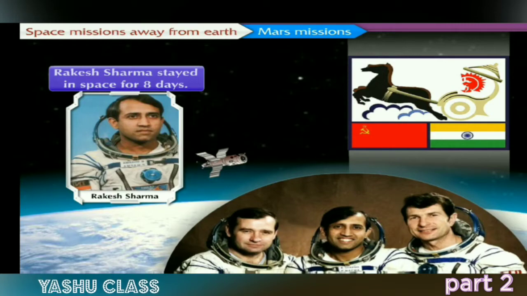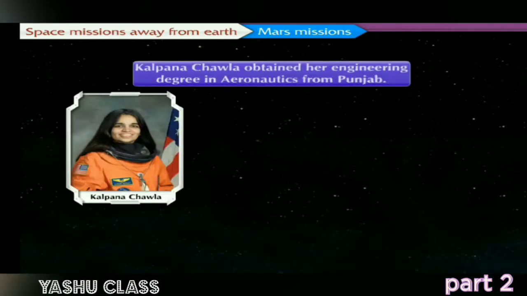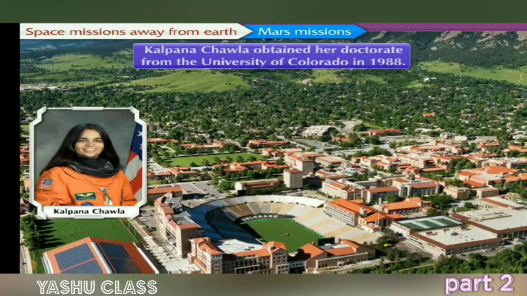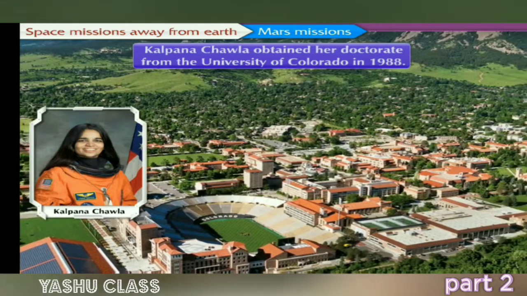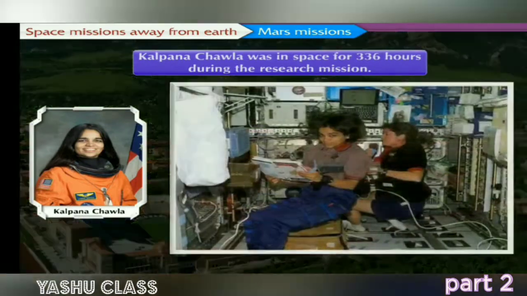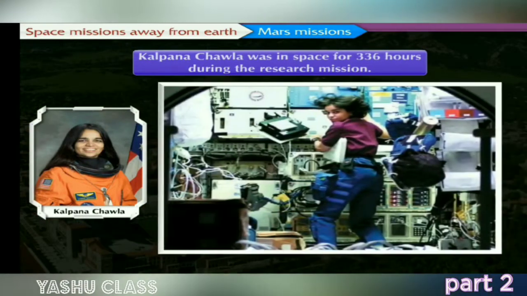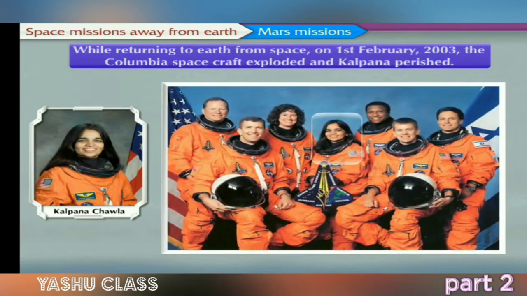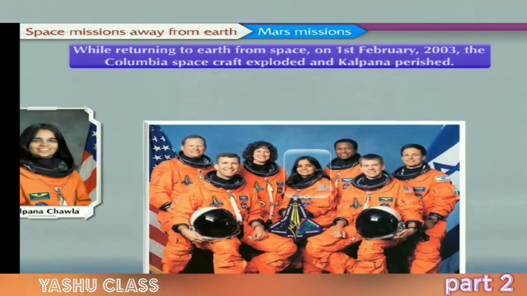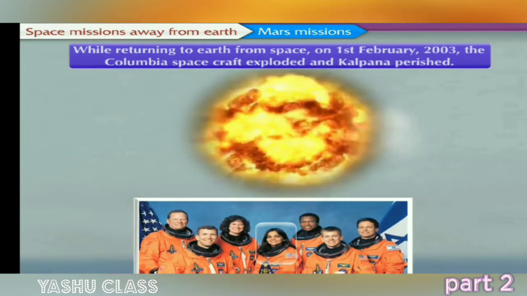You must have surely heard the name of Kalpana Chawla. Kalpana Chawla obtained her engineering degree in aeronautics from Punjab, and in 1988 obtained her doctorate from the University of Colorado. She was in space for 336 hours during the research mission. While returning to Earth from space on 1st February 2003, the Columbia spacecraft exploded and Kalpana perished.